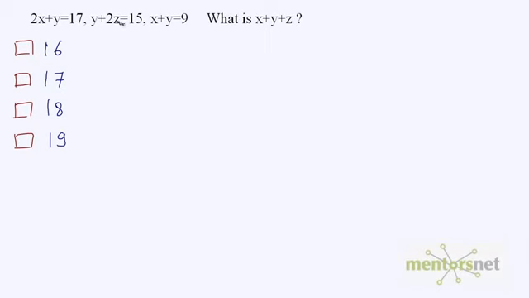Let's move on to the last question of this video. You have been given 3 equations and you'll have to find out the value of 3 variables. So 3 equations, 3 variables, it is possible. Now let us write the equations properly. So we have 2 times x plus y is equal to 17. So there is no z. So you can write this as plus 0z is equal to 17. This makes the equation much simpler and properly organized.